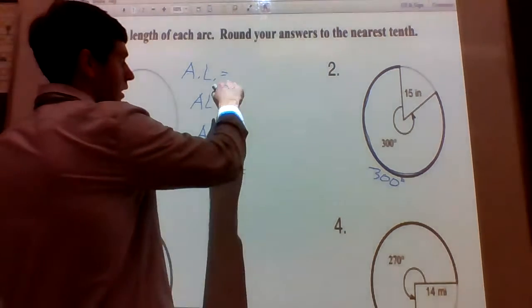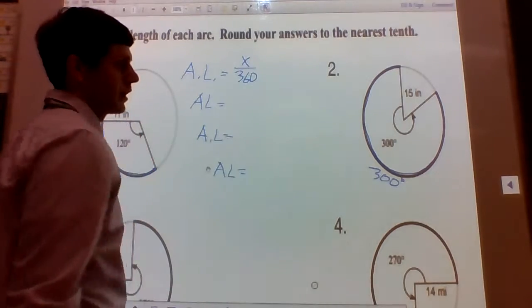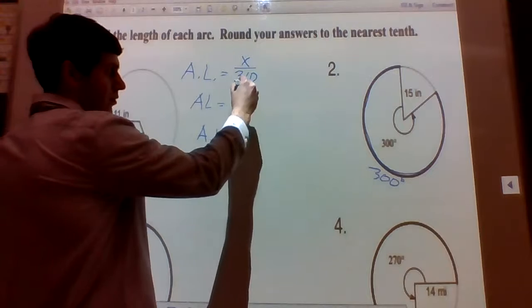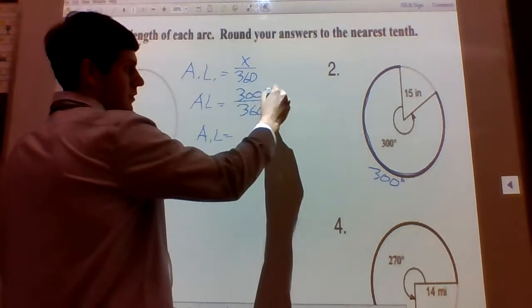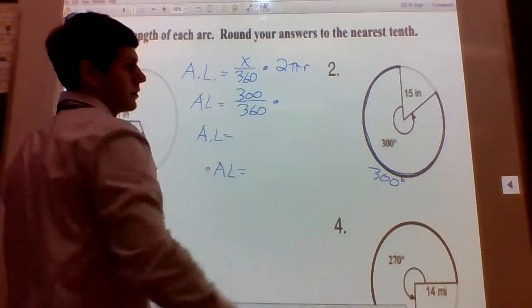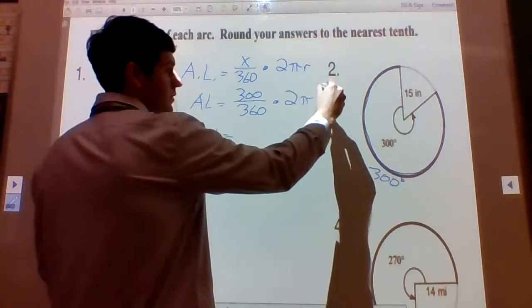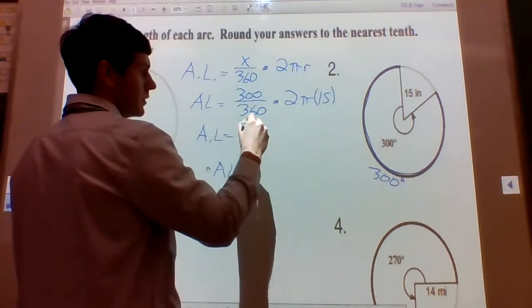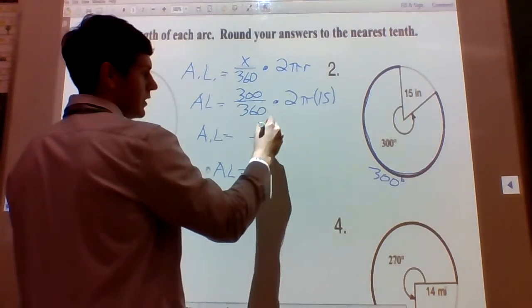So again, arc length is how much of the circle we're looking at: 300 degrees out of 360 degrees of it. And we multiply by the circumference, 2 pi r. So the circumference is 2 pi times 15. Okay, so that's going to be 7/8, right?